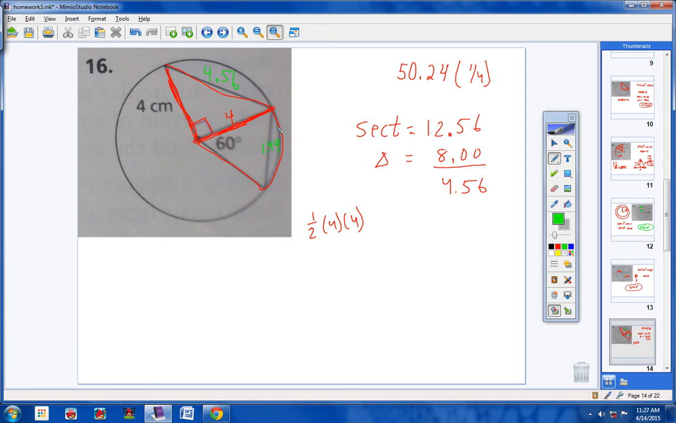So add these two numbers together. 4.56 plus 1.44 would be 0, carry 1, 0, carry 1. 6.00 square centimeters. I hope that's right. I'm kind of afraid to look. Yep, they have 6.02. Alright, so that is correct.